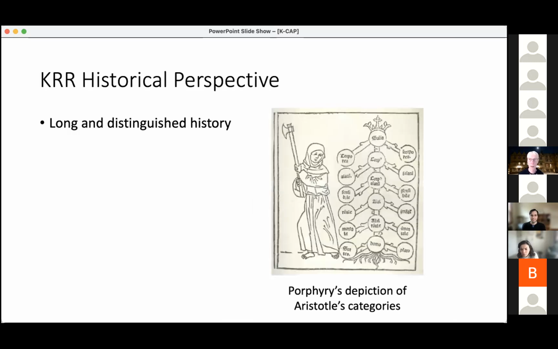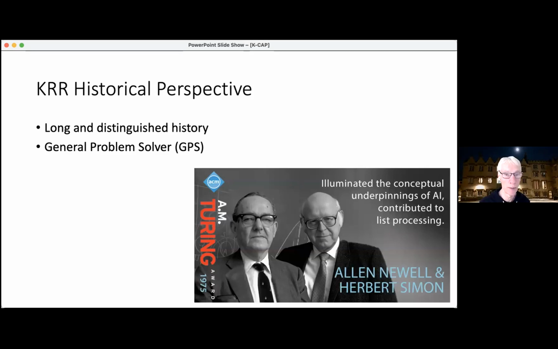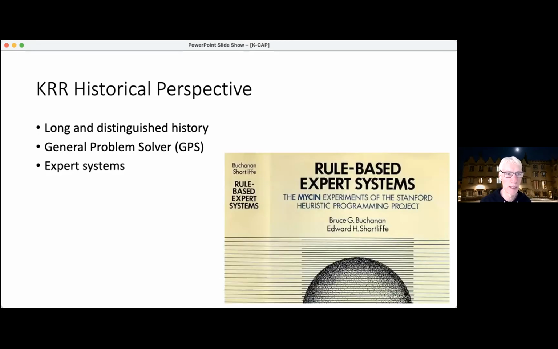I could go all the way back to the Greeks and start talking about knowledge representation there, but as we have limited time, I'd perhaps better just fast forward a bit to the early days of AI. Knowledge representation and reasoning was right there at the genesis of AI, with ideas like the General Problem Solver from Newell and Simon, and then a little bit later the whole expert systems idea.